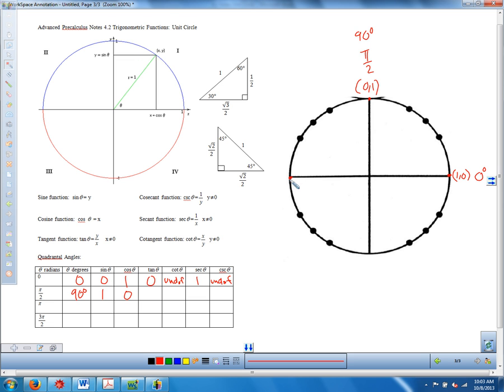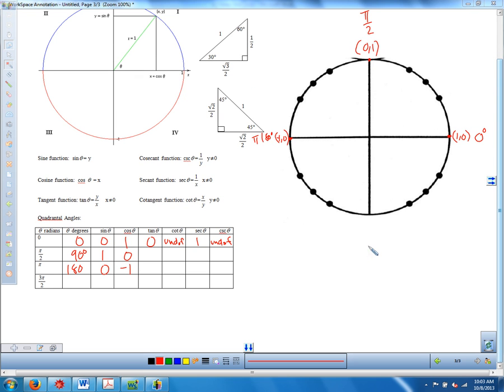Over here at this point, our angle is pi, or 90 degrees. What are the coordinates of that point? Negative 1, 0. And I wrote 90 degrees, this should be 180, sorry. The sine is the y, 0. The cosine is the x, negative 1. And I can use those to fill in the rest of these.